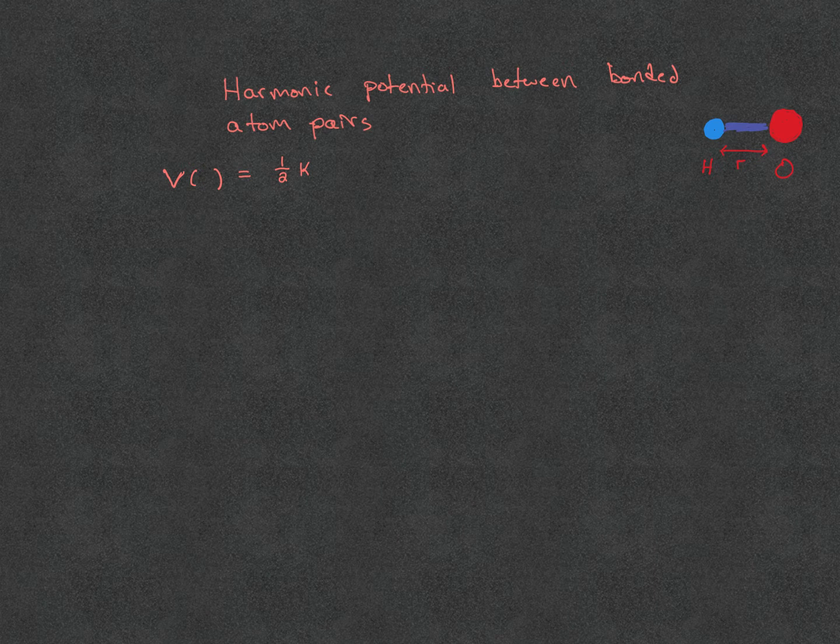Okay, and actually, just like before, let's be a little bit careful to color code what is a variable and what is not. Okay, so in this case, the variable is R, right? The separation. And K, it's not a variable, K is a constant. It's called the force constant. Okay. Why is it called the force constant?